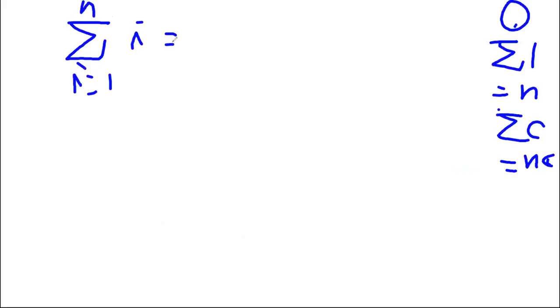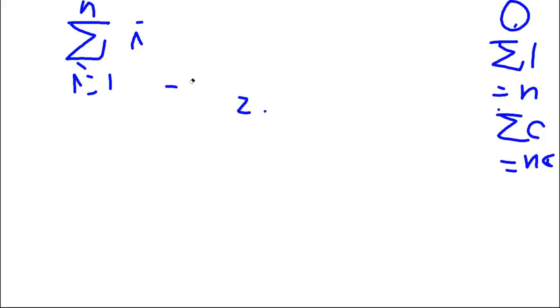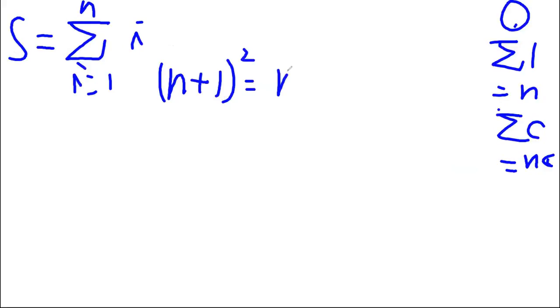That is the sum 1, 2, 3, which we just calculated, right? It's n times n plus 1 divided by 2. Yes, we know this value, but I'm not going to stop here. What I'm trying to do is not like this. Let me call this one S. Let me do this: I have n plus 1 squared equals n squared plus 2n plus 1.